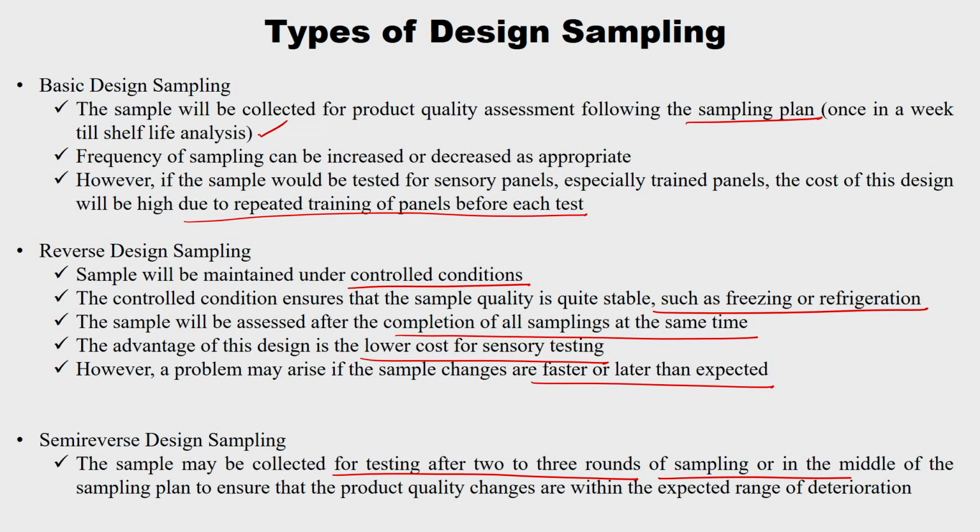For example, once in a week I will go till the shelf life analysis, but in between, once in 3 weeks I will do my sampling analysis. In the case of basic design it has to be done every week, but in the case of reverse design I will do it at the end, all the samples at the same time. But here I have the flexibility, if I want to do it after 3 weeks or after 4 weeks, that I mix both basic as well as reverse design based on the product quality.